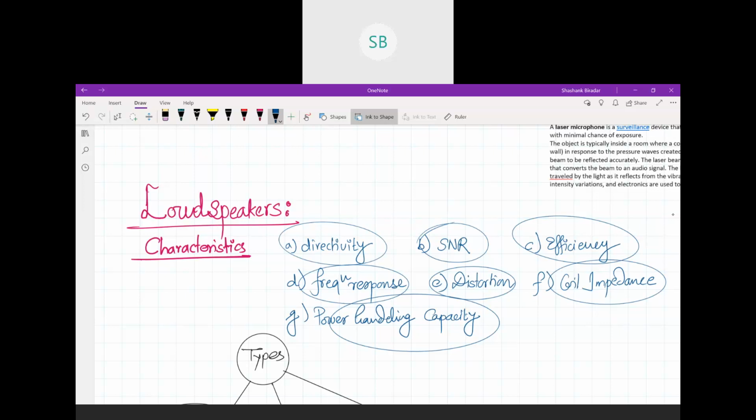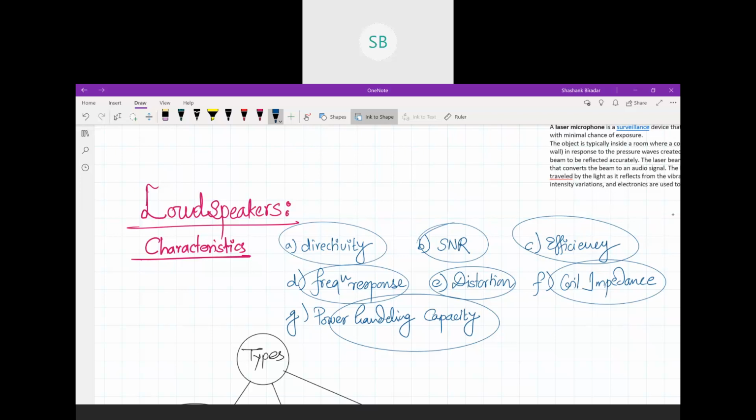Okay, the signal to noise ratio, which indicates the noise contributed by the loudspeaker. It is defined as ratio of signal output to the output noise of the speaker in absence of the signal. So signal to noise ratio must be as high as possible for the loudspeakers, same as that of a microphone.